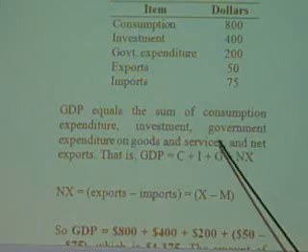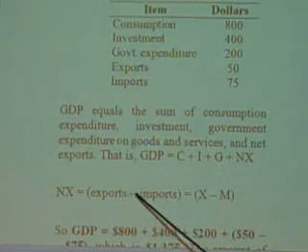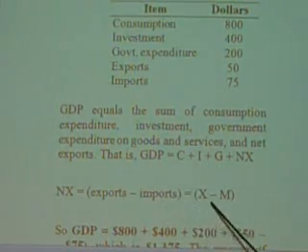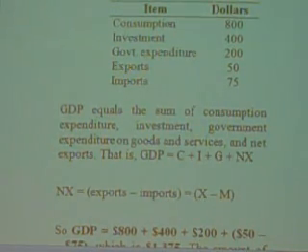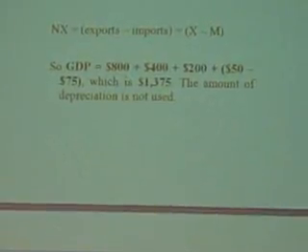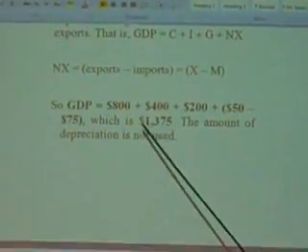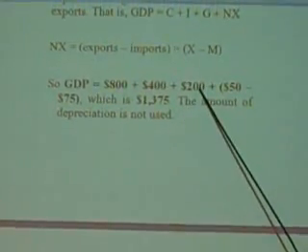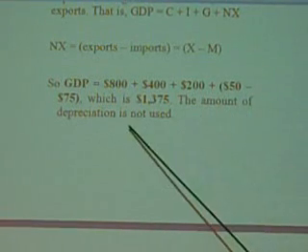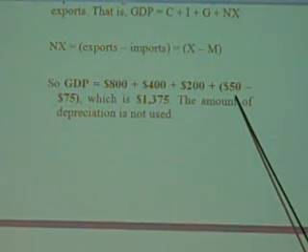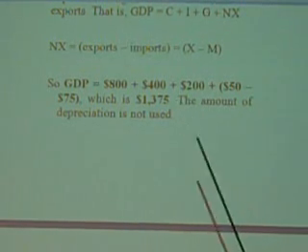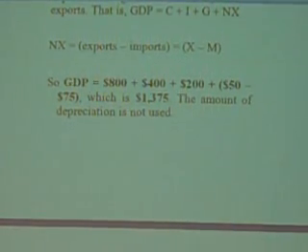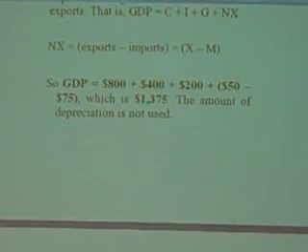Again, to determine NX, you have to subtract the exports minus the imports, or X minus M. So if you start plugging in the numbers to that formula, you come up with GDP equals $800 plus 400 plus 200 plus this difference here, which is actually minus $25. You get a total value of $1,375. And again, the amount of depreciation is not used.